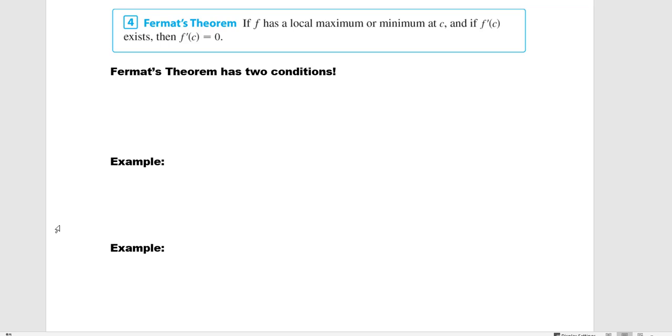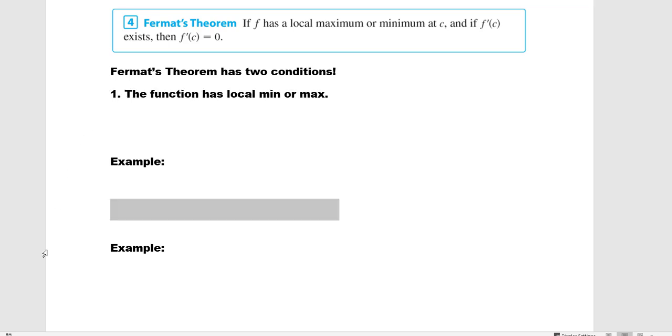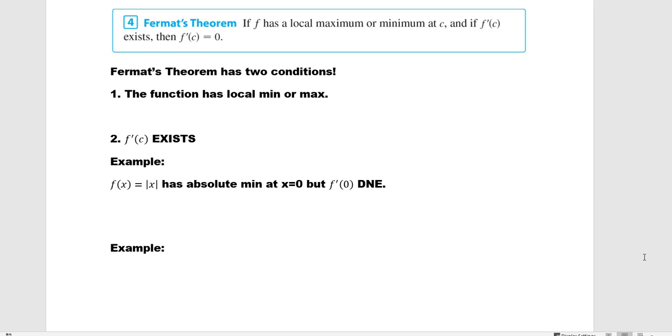Fermat's theorem has two conditions. Condition number 1, the function has a local min or max. Condition number 2, the derivative of the function evaluated at c must exist. Look at this example. f of x equals the absolute value of x has an absolute minimum at x equal to 0, but the derivative evaluated at 0 doesn't exist. So therefore, we could not use Fermat's theorem.